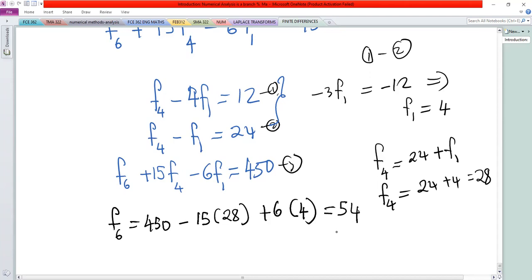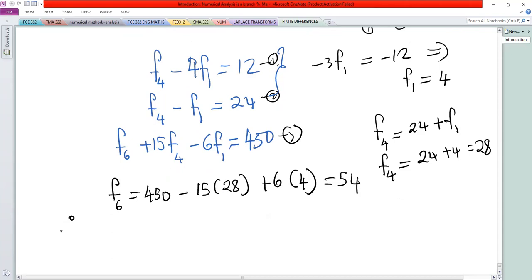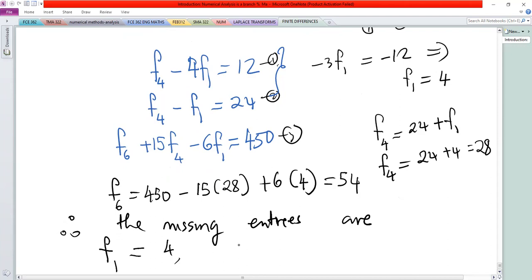So therefore, the missing entries are: f1 is given by 4, f4 is given by 28, and f6 is given by 54. So that's how we solve that problem.